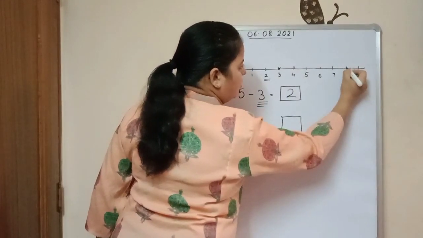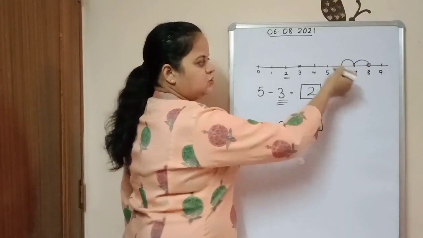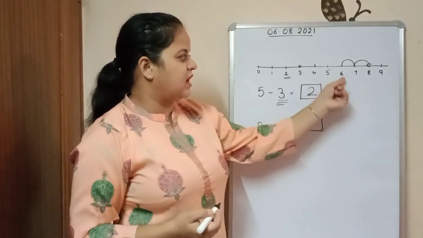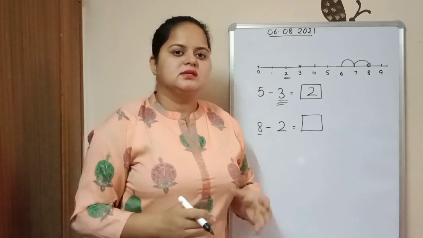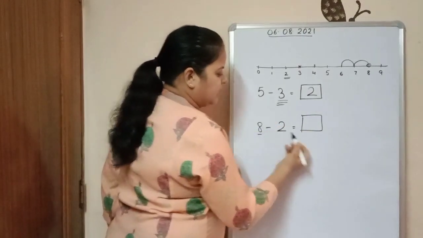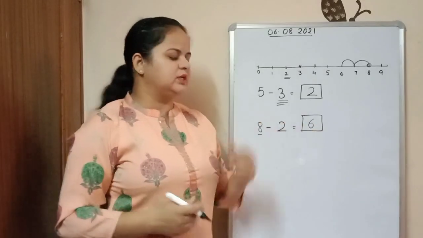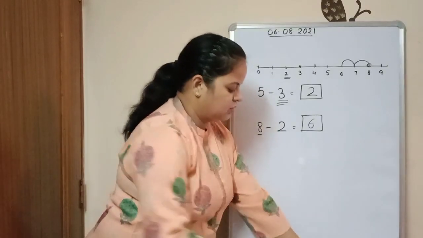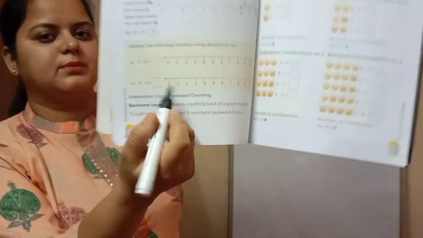Where will we start? From 8. So 1, 2. Yes, we jumped 2 times. Where did we reach? Where are we reaching now? On 6. Here we have number 6 now. So 8 minus 2 is 6. If we take 2 out of 8, then the answer is 6. Now you have to write number 6 in this box.